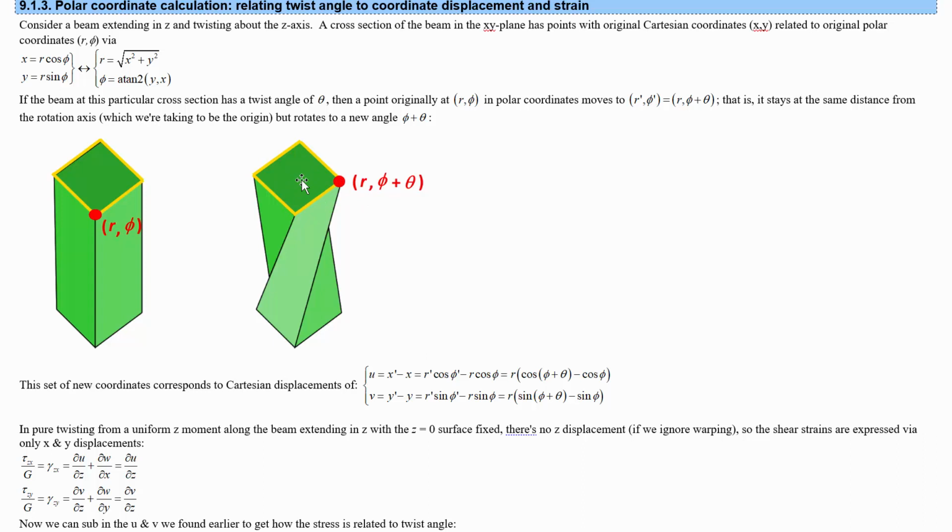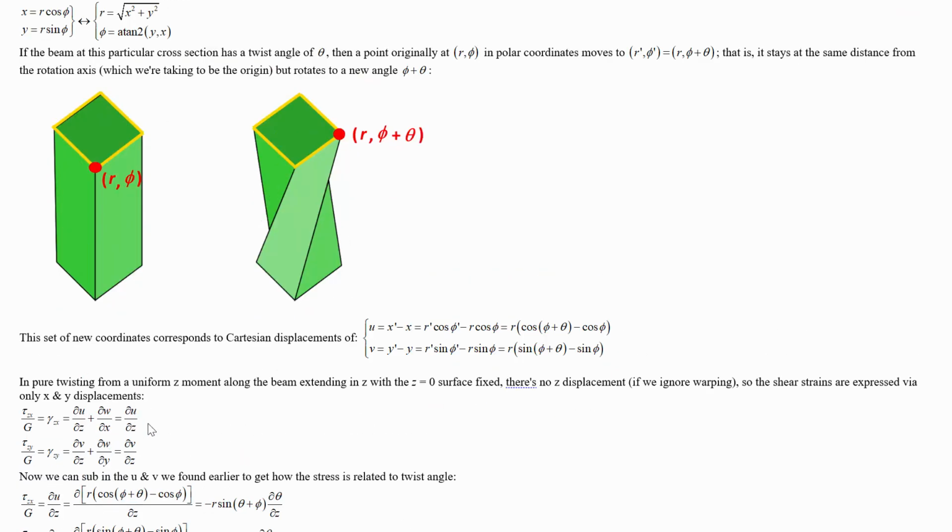So let's imagine that it's rotating about the origin, and that means the displacement in x will be the new x coordinate minus the original one. The new one is r prime cos phi prime minus r cos phi, but the r's stay the same. So this is just r times the cos of the new angle, phi plus theta, minus the cos of the original angle. And then same thing in the y displacement, except with signs inside. Now, if there's no warping, that means that the z displacement is 0.